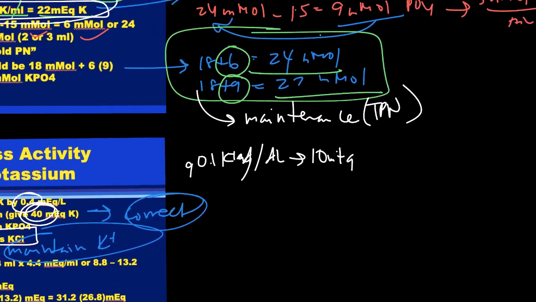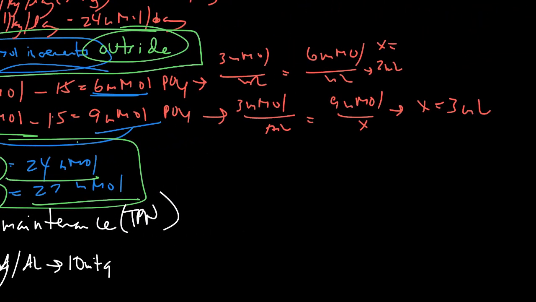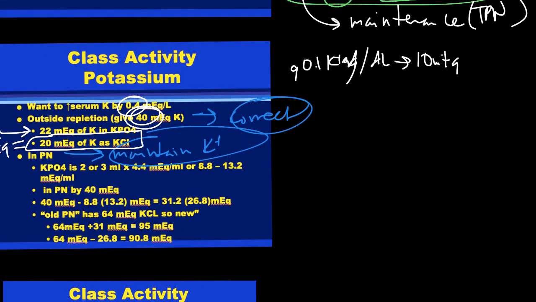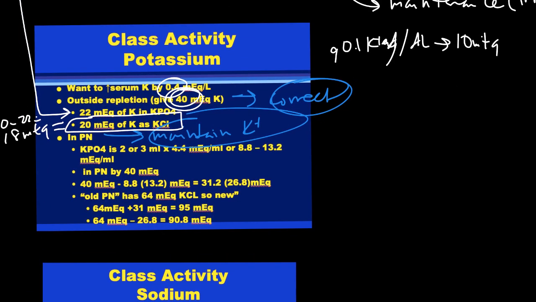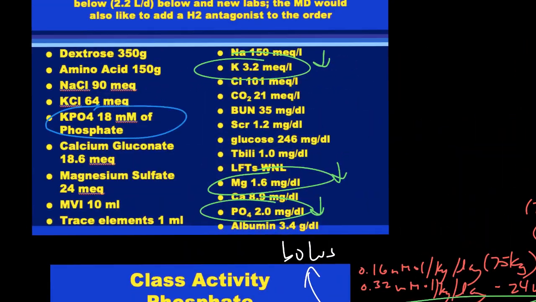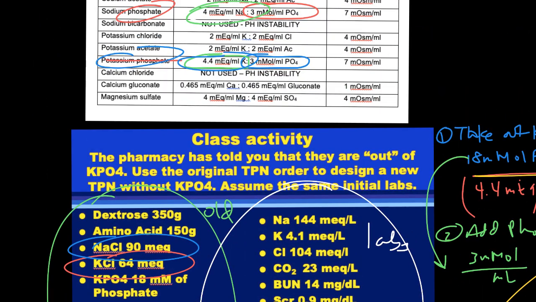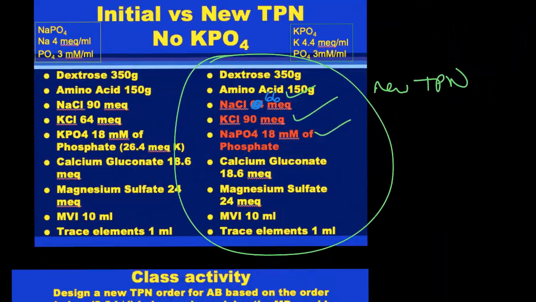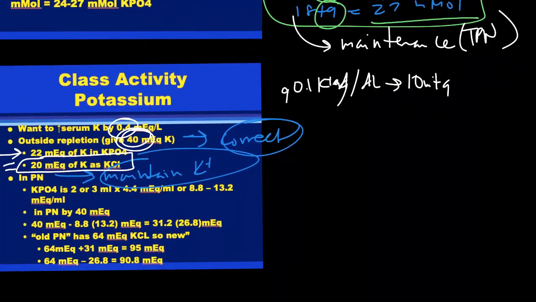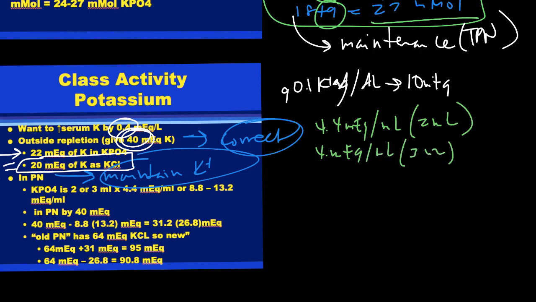So as we said earlier, we have a volume of 2 milliliters of K-phos, or we have a volume of 3 milliliters of K-phos. So let's see. How much potassium is that? So potassium in K-phos comes as 4.4 milliequivalents per milliliter. So 4.4 milliequivalents per milliliter times 2 milliliters, or times 3 milliliters. That gives you 8.8 milliequivalents of potassium.